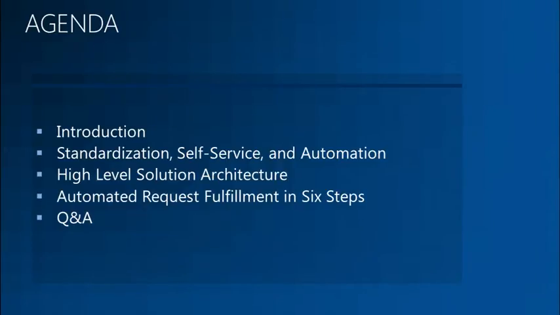And I just want to point out that the session title for this session is Automated Request Offerings in 6 Steps. It's not 6 clicks, okay? There's a big difference, all right? I just want to make sure we're setting expectations.